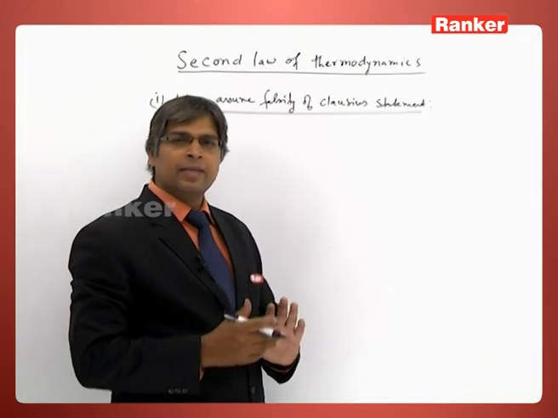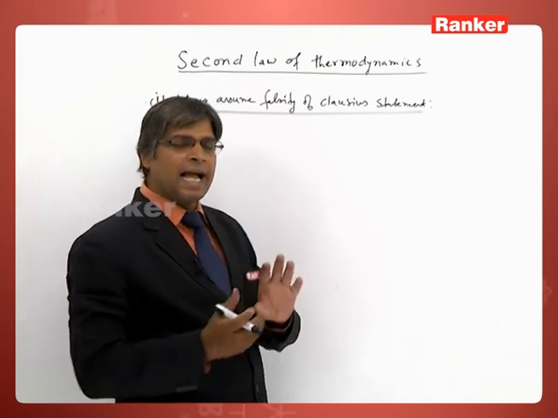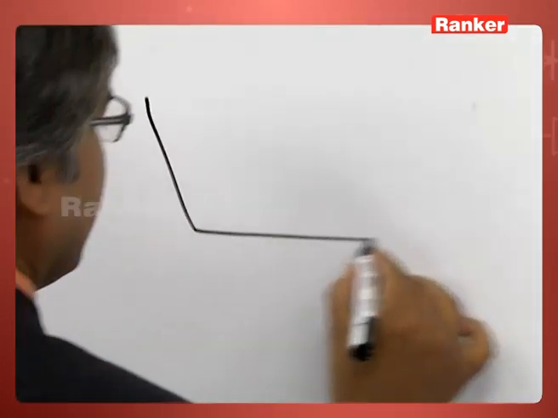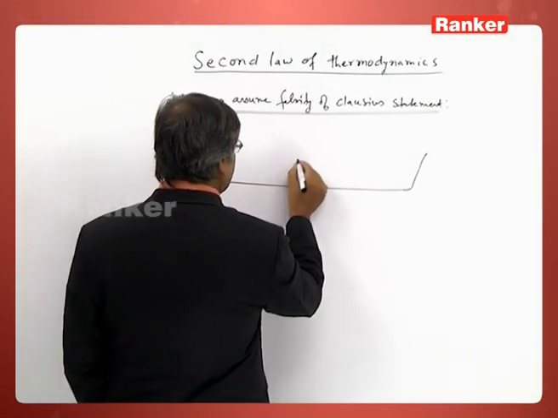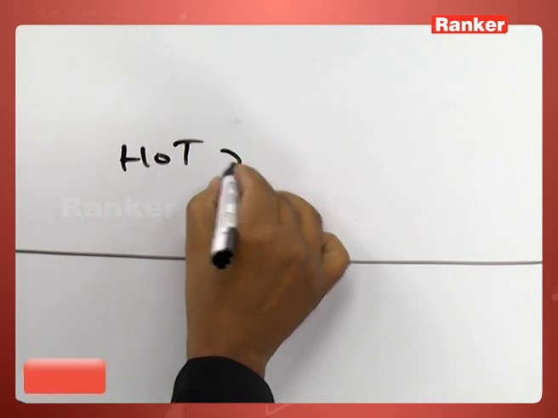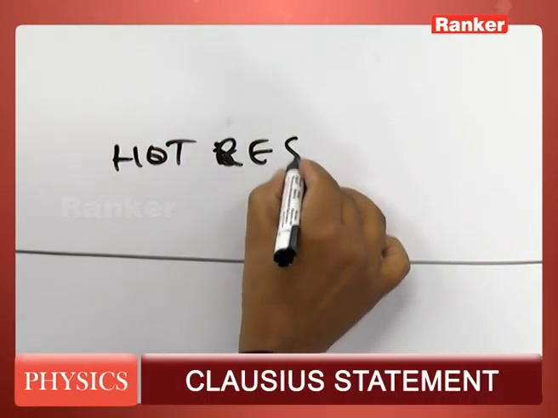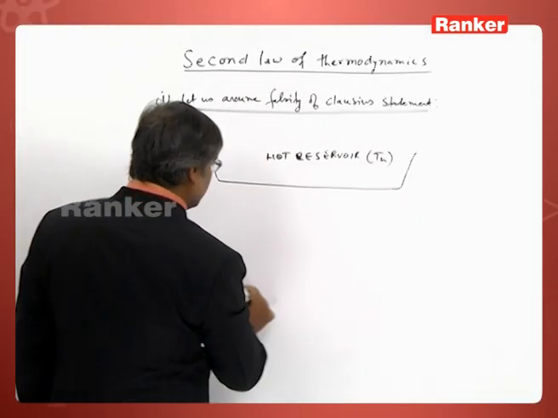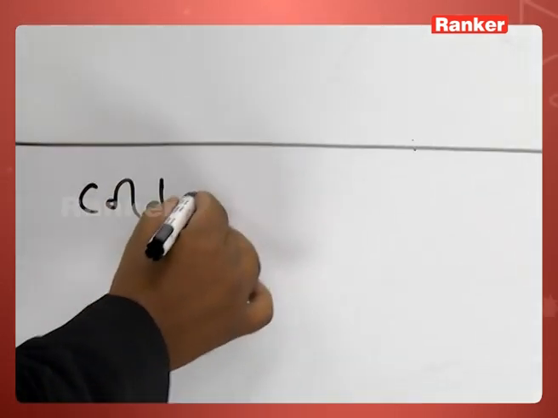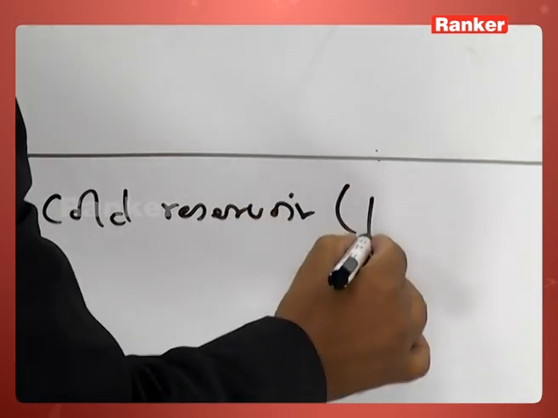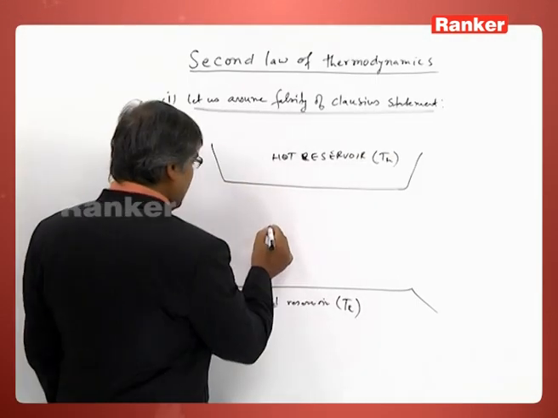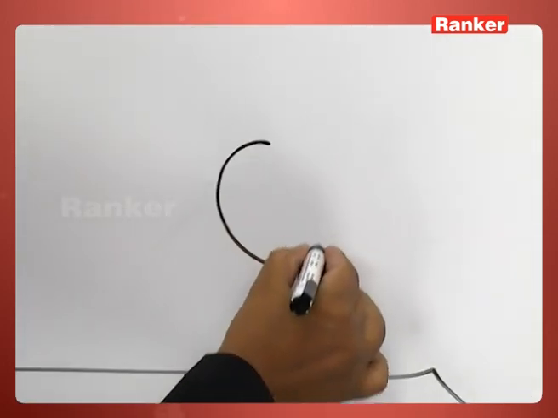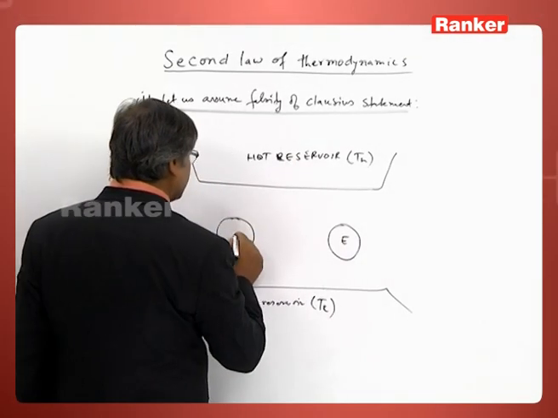That means we can have a machine which takes heat from the cold reservoir and can continuously give it to a hot reservoir. So we make a system in which this is the hot reservoir and this temperature is T hot. We have a cold reservoir at temperature Tc, T cold. And now I have two machines: this is an engine and this is a refrigerator.